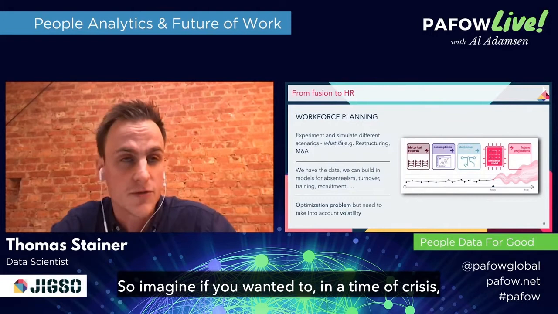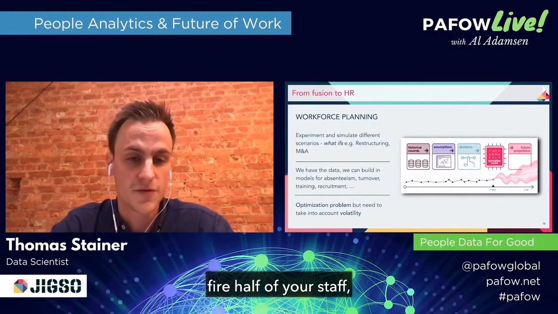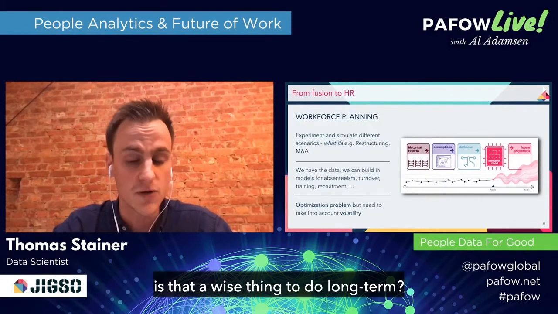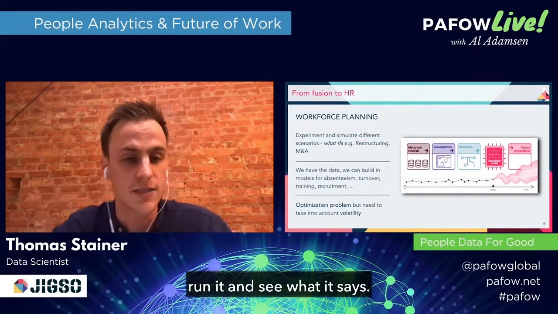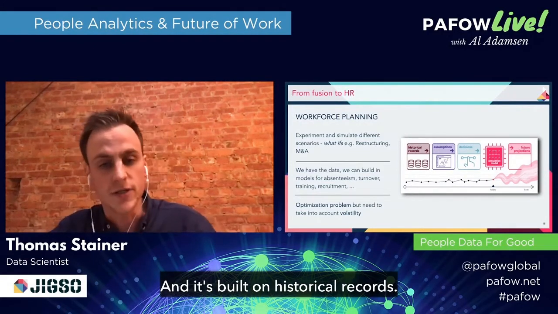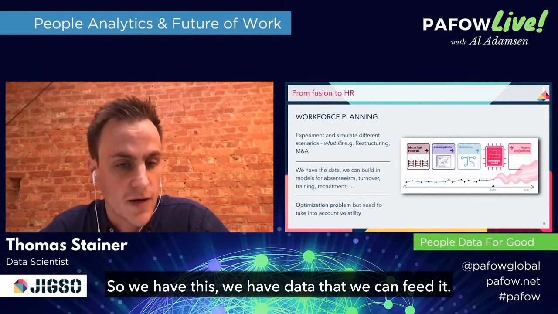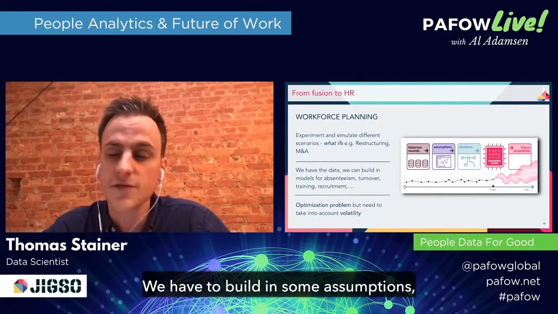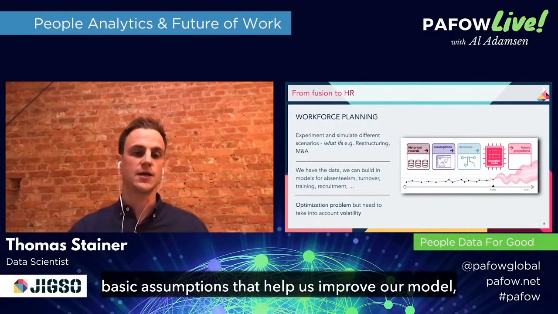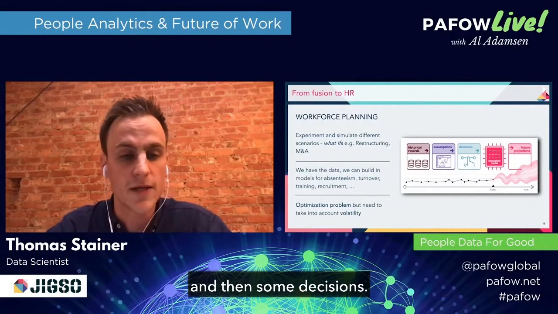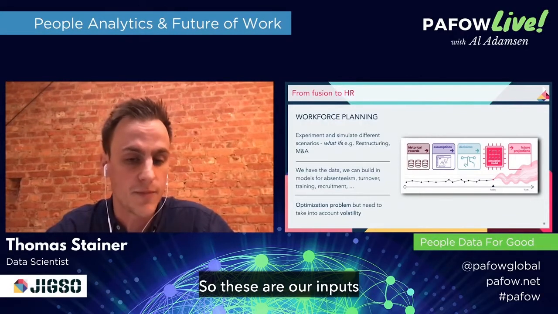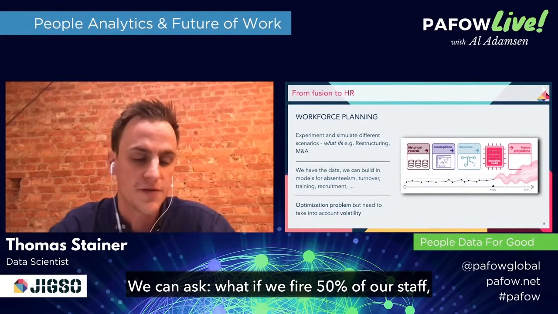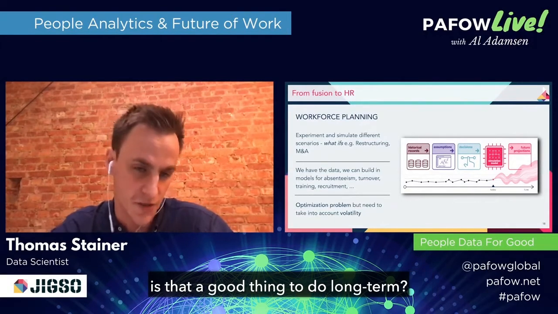Imagine if you wanted to, in a time of crisis, fire half of your staff. Is that a wise thing to do long term? Okay, you put that as an input, run it and see what it says. And it's built on historical records. So we have data that we can feed it. We have to build in some basic assumptions that help us improve our model. And then some decisions. So these are our inputs. We can ask, what if we fire 50% of our staff? Is that a good thing to do long term?